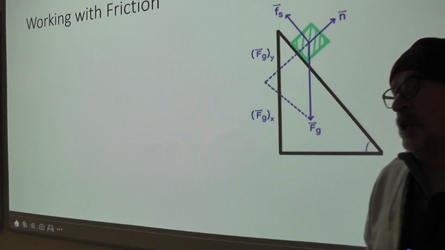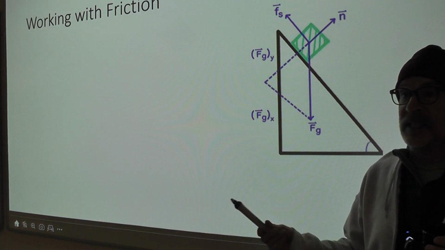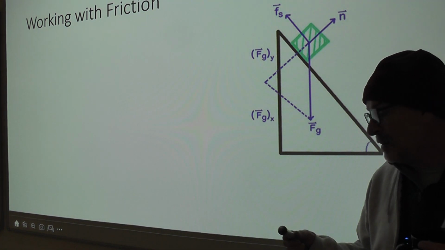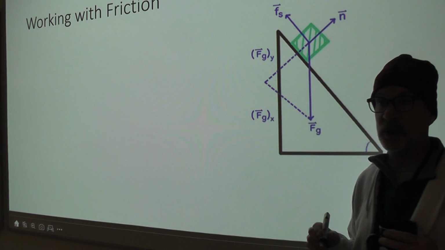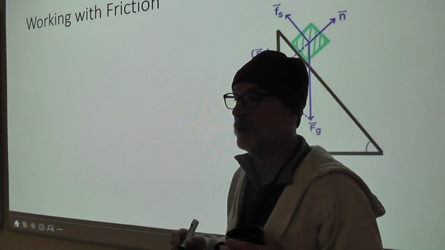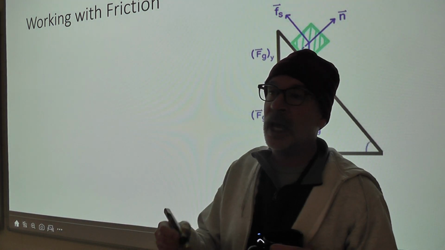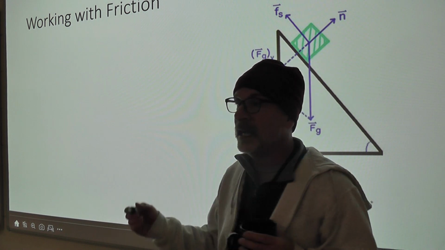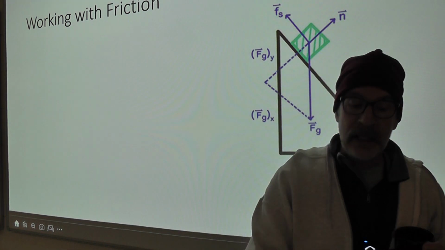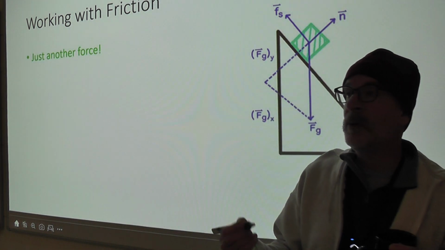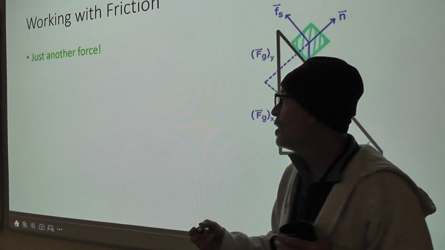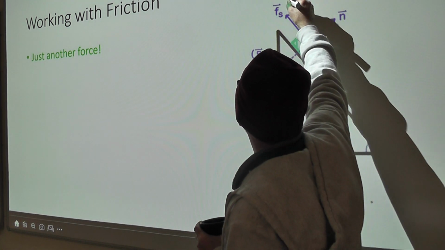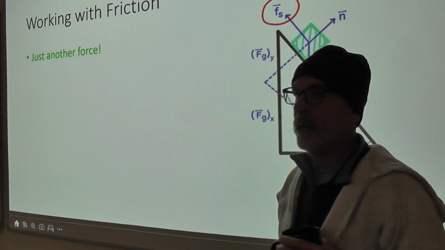When you work with friction, now we've got all this stuff, and so one of the things that happens is people think, oh, jeepers, what do I do now? If I got a problem with friction in it, what do I do? Is it mu k? Is it mu s? What is it? And the answer is, the easiest thing to do is just remember that friction is a force. So when you make a free body diagram, it'll go on your free body diagram.